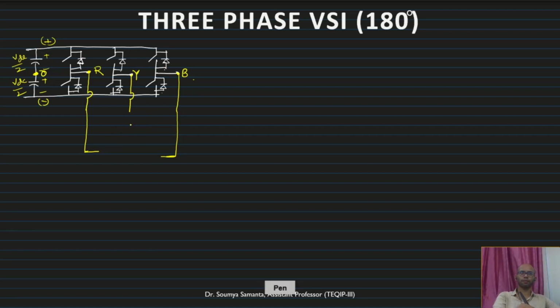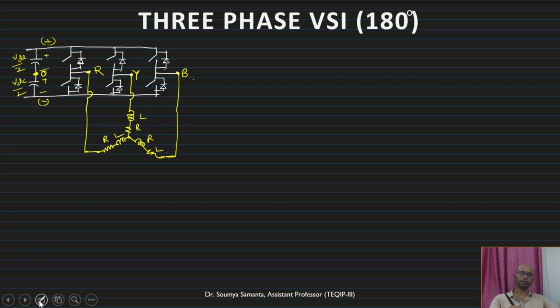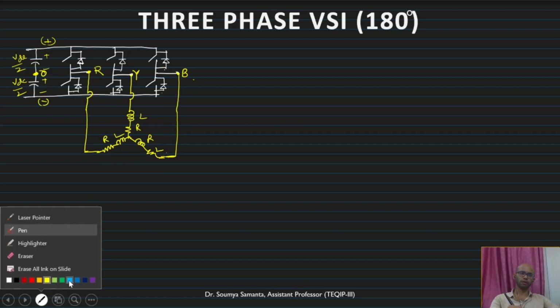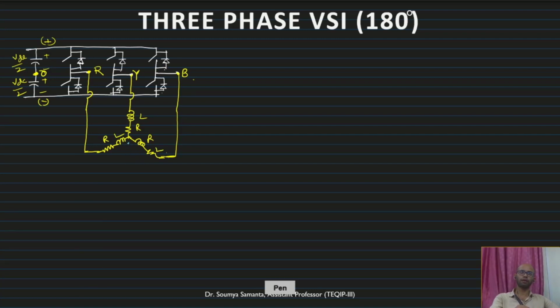I have to connect it here now. So this is the RL load with the same value in each phase. This is basically a balanced load. Let us change the color to mark the neutral point. This is the neutral point.